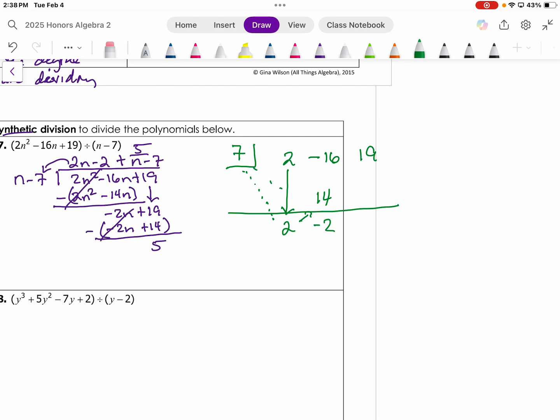-7 times -2 is -14. Add down is a +5. There is my remainder. So I know I end with a +5 over n minus 7. Now it's -2, and then it's 2x in front of that.